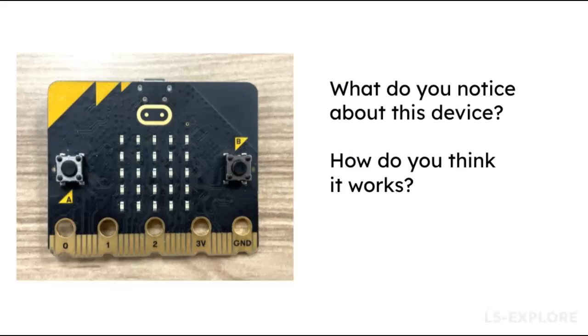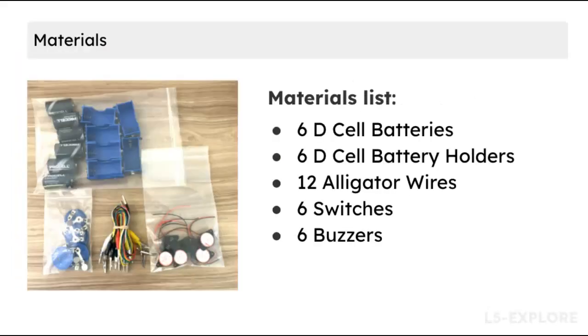For the Explore portion, you'll show students the microbit again and remind them that this is a computer that has sensors. You'll ask them how they think the sensors work. You'll organize the materials for the buzzer investigation into sets for 6 groups. You can review the list of materials here. Each group will get 1 of each of the materials and 2 of the alligator wires.